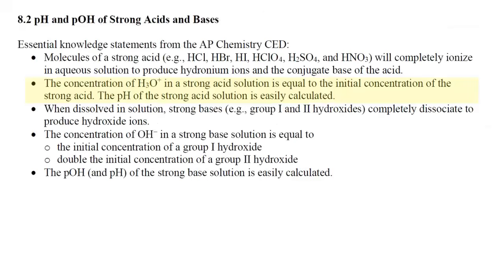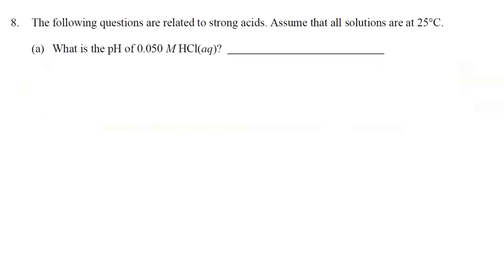So as you can see from the essential knowledge statement that I have highlighted on this slide, the concentration of the hydronium ion in a strong acid solution is equal to the initial concentration of the strong acid. So that's because a strong acid is 100% ionized in aqueous solution. So the pH of the strong acid solution is easily calculated. So the fact that HCl is a strong acid, then I know that the concentration of H plus is the same as the concentration of the acid itself.